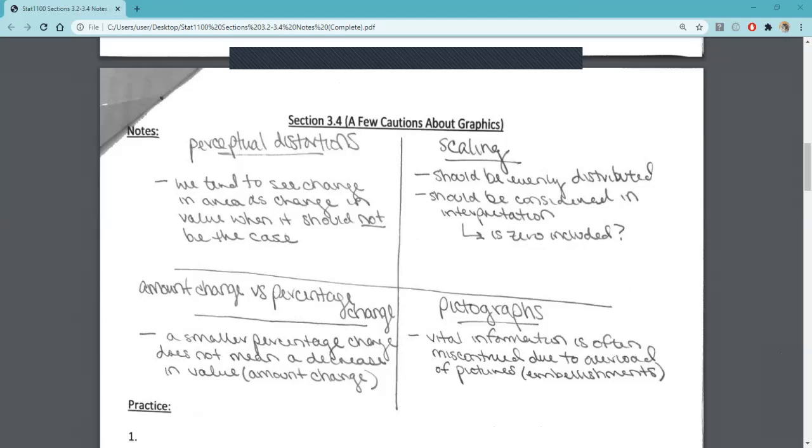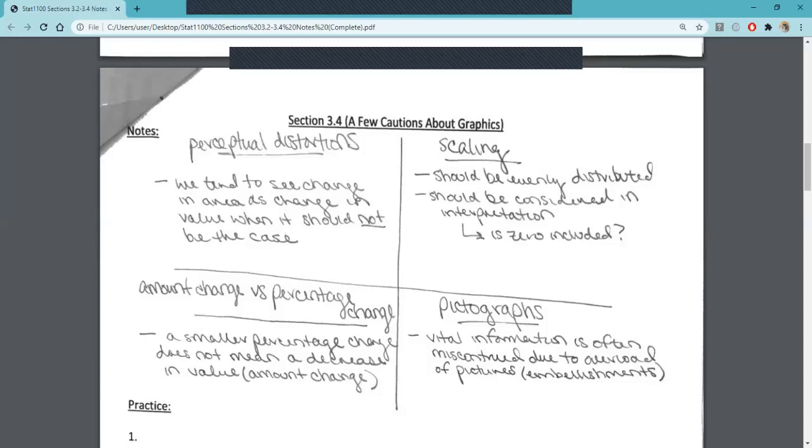One thing we need to look at is perceptual distortion. So if we see an image or a pictograph, which we talk about over here, a lot of times our brain automatically sees area as representing change, even though that may not be the intent. So it's important to actually read the information that's being provided with the graphic versus just looking at an image and seeing how it's changing in size. And that also goes with pictographs. So it's misconstrued with pictures or embellishments.